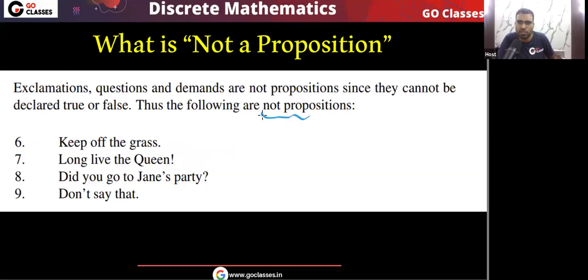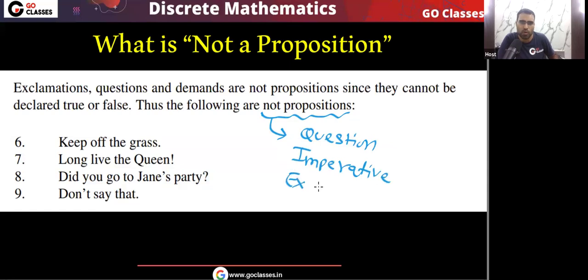So which types of sentences are not a proposition? For example, a question, an interrogative sentence. In English we call this sentence an interrogative sentence. So remember, a question is not a proposition. An imperative sentence is not a proposition. An exclamation sentence is not a proposition. A command is not a proposition. Like this is a command, don't say that. So these types of sentences are not propositions.